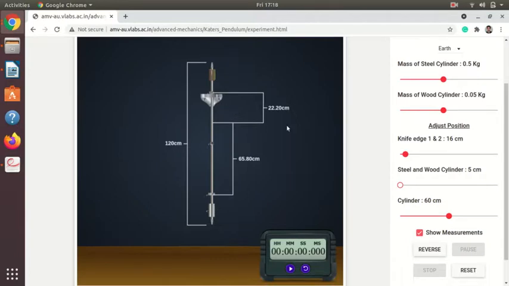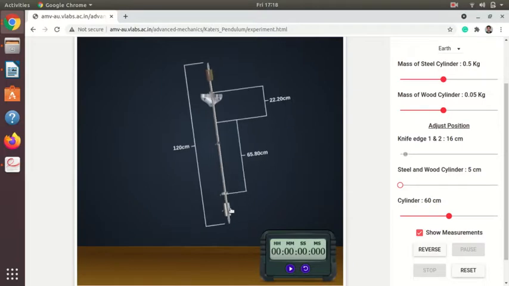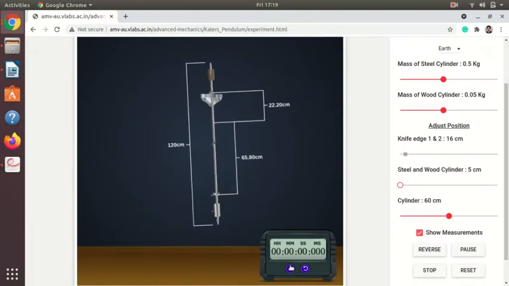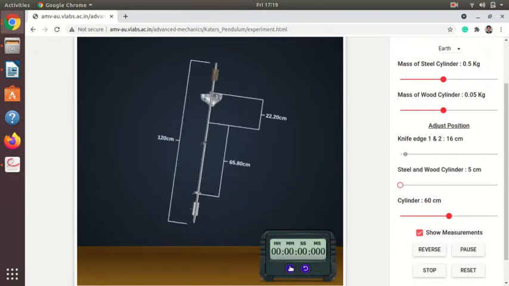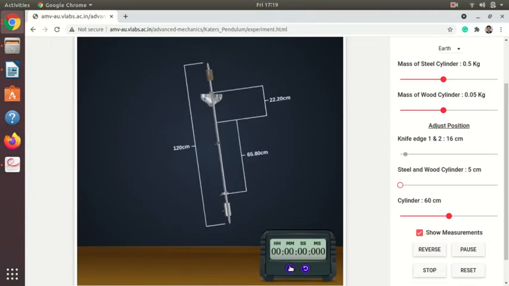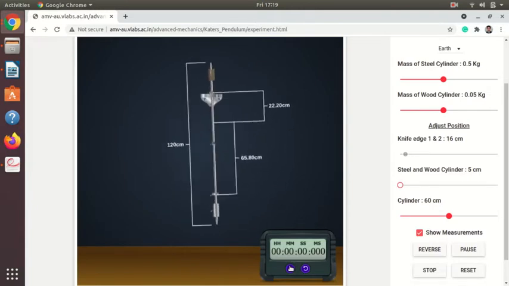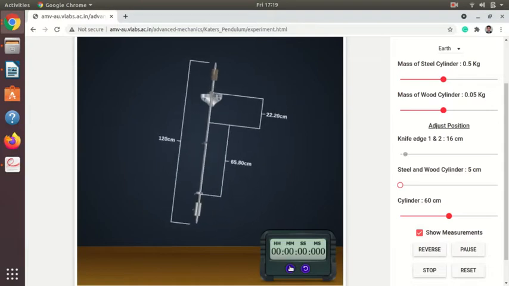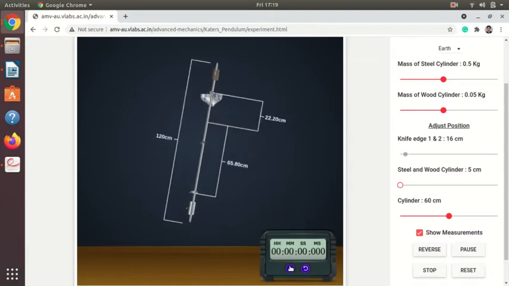So what do we have to measure? We have to measure the distance between this knife edge and this knife edge. Add these two numbers and you will get capital L in centimeters. Move the pendulum by clicking on it and start the timer when you are ready to count the oscillations. Take n number of oscillations and measure the time period for that. N can be 10, 20, 50, whatever. The greater the n, the greater the accuracy.